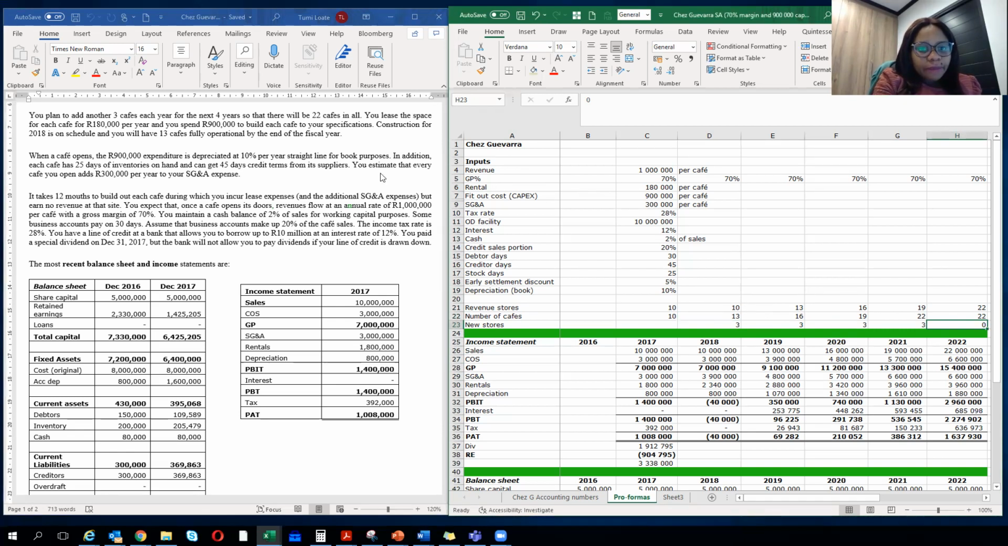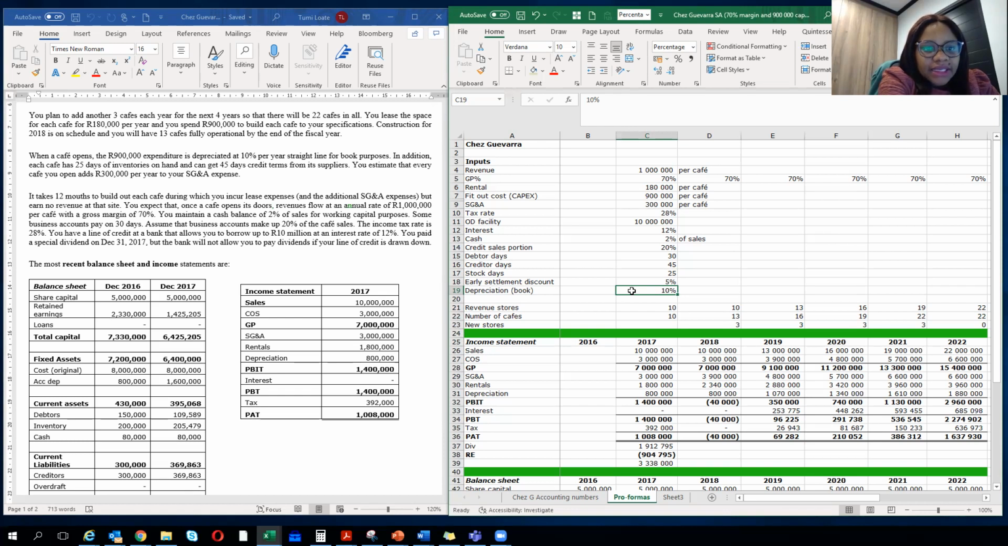If we read further, it says when a cafe opens, the 900,000 expenditure is then depreciated at 10% per year. So what I want to do here is set up all the relevant information in the Excel at the top. We started with the depreciation: each cafe's 900,000 that's been added will be depreciated at 10% per annum.